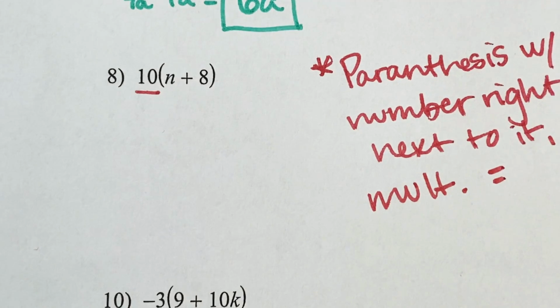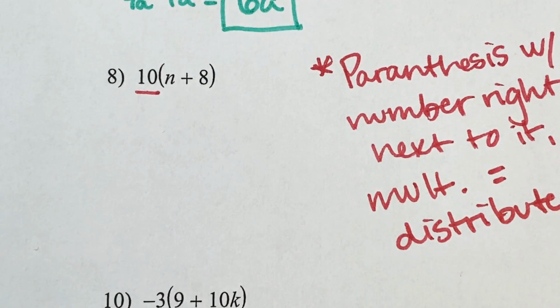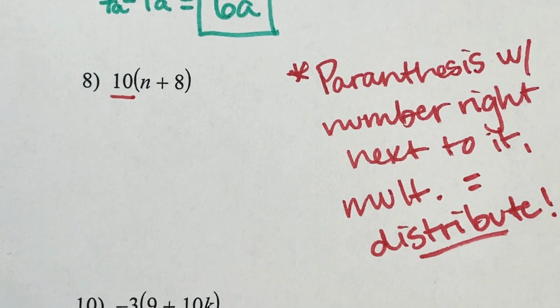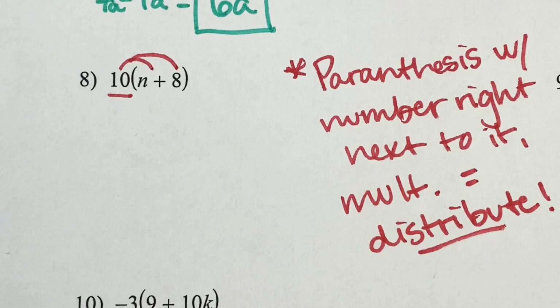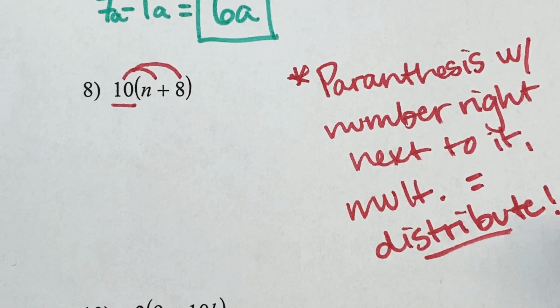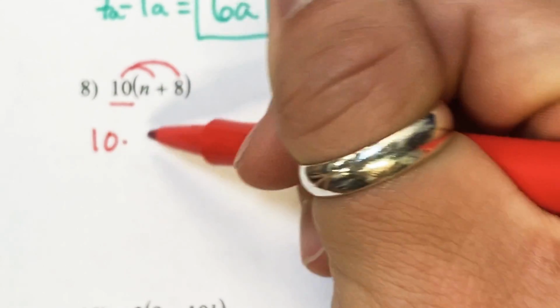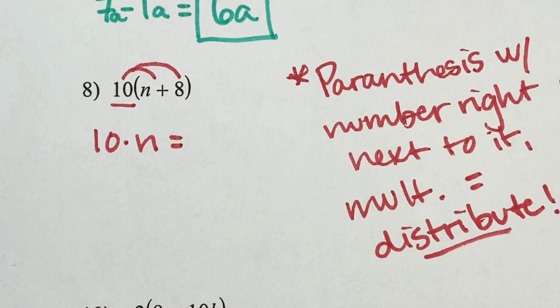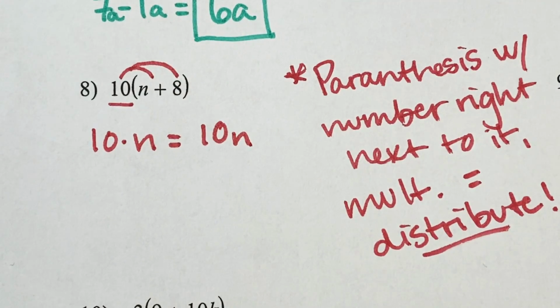Another word we use for this in math is distribute. And what that means is we are distributing, or think giving, right? That's what distribute means. We are giving that 10 to both terms inside. And how we give that is we multiply. So let's multiply the 10 to both terms inside. So first one is 10 times n. What is 10 times n? That is just 10n.